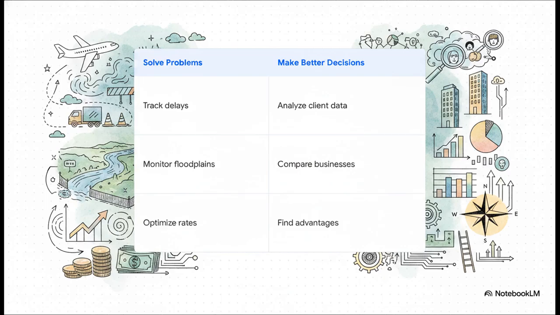It actually solves problems before they even happen. For instance, you can use it to track flight and traffic delays so you completely avoid delivery hiccups. You can monitor floodplains to prepare for or even avoid disaster damage. You can even use AI-driven rate optimizers to lessen your shipping costs. That's huge! And it also helps you make way better strategic decisions.